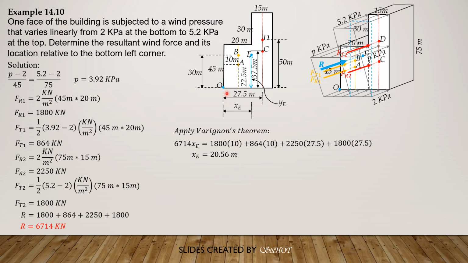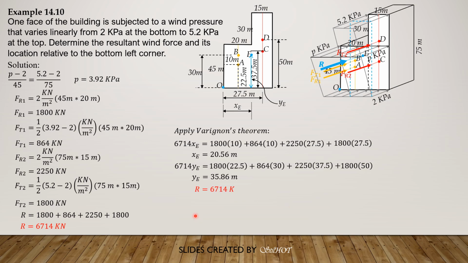Then by Varignon's theorem, we sum up moments about the bottom through O. So we have 6714 times YE equals 1,800 times 22.5 plus 864 times 30 plus 2,250 times 37.5, then plus 1,800 times 50, two-thirds of 75 is 50. So solving for YE is 35.86 meters.